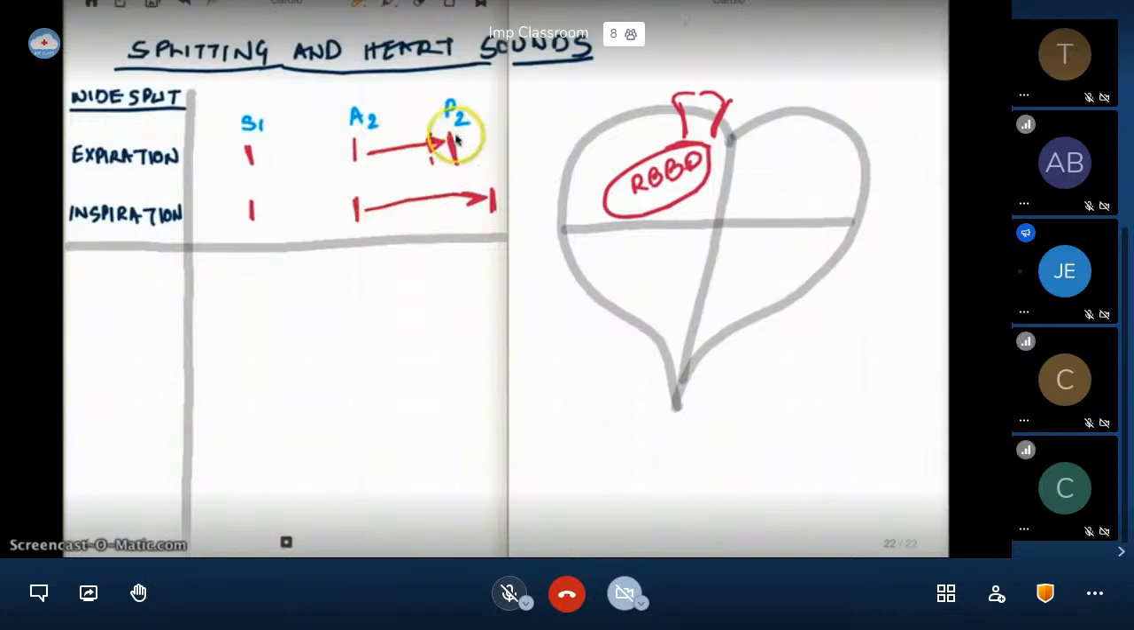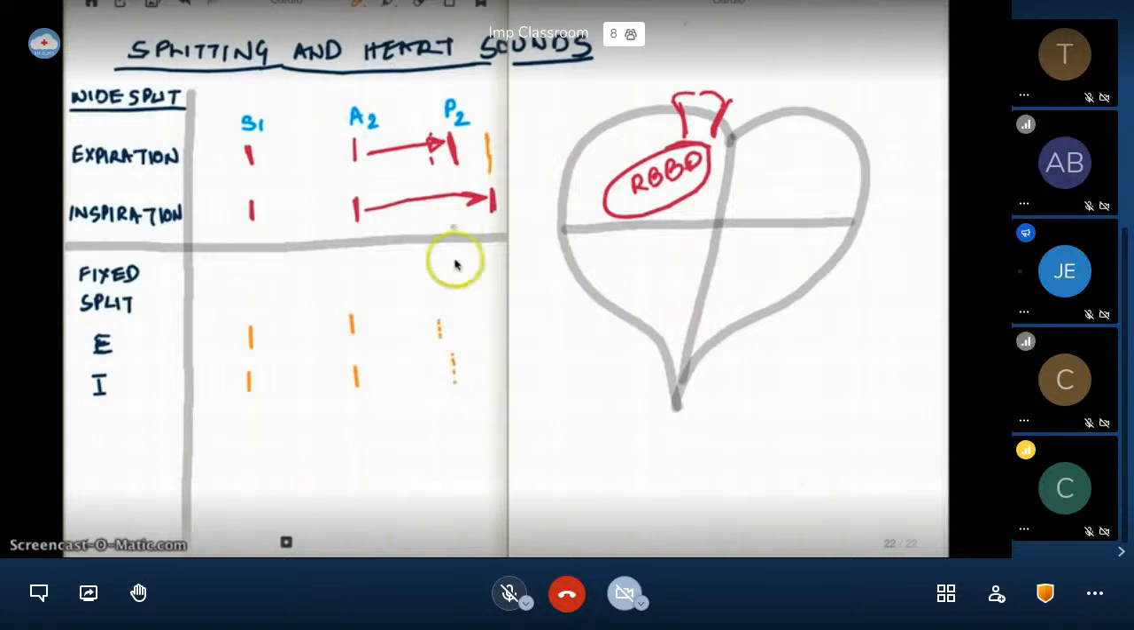If inspiration and expiration were constantly at the same spot, like so, then we would call it fixed split. So let's look at it. Again, let's draw the normal. We have S1 here for inspiration, and we have A2 here for inspiration and expiration. And let's say the normal should have been like that.